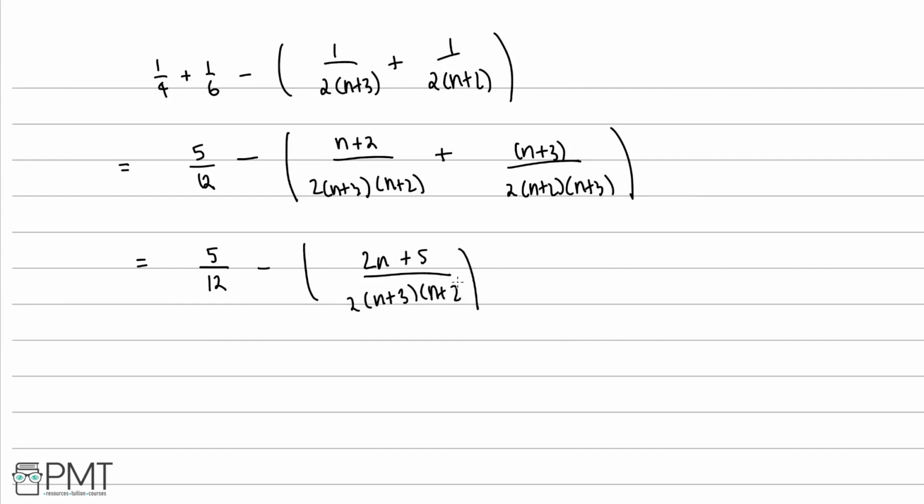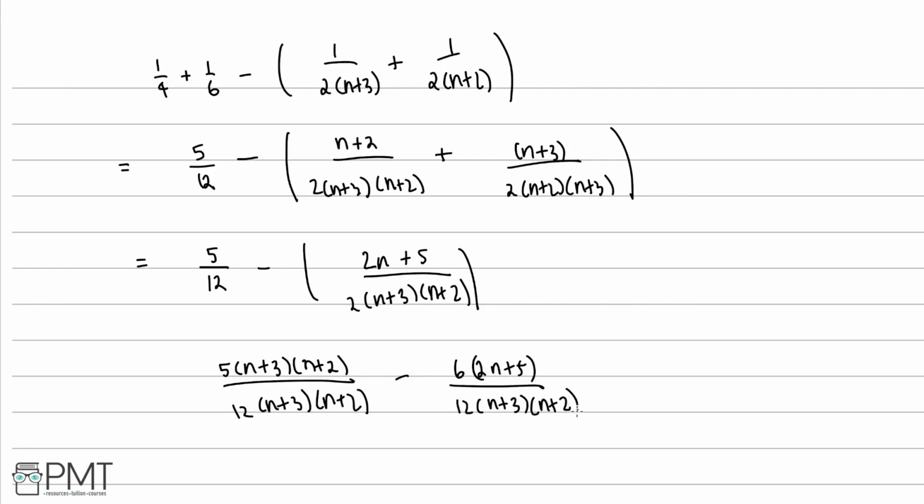And now we have to get the denominators of both of these fractions to be equal in order to simplify it further. So let's multiply 5 by n plus 3 times n plus 2 and put this all over 12 times n plus 3 times n plus 2. And you subtract 2n plus 5 times 6 because you want to get the 12 on the denominator. Great, so now we have 5 times n plus 3 times n plus 2 all over 12 times n plus 3 times n plus 2 minus 6 times 2n plus 5 all over 12 times n plus 3 times n plus 2. Let's expand out the brackets on the numerator and subtract them together.